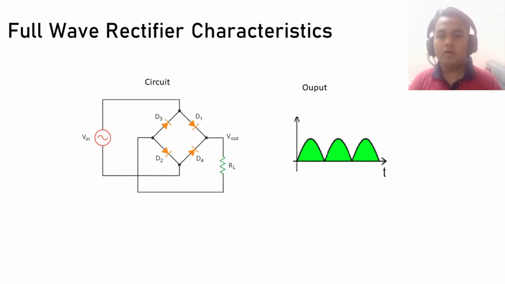The output waveform of a full-wave center-tap rectifier circuit is relatively smooth DC voltage, which means that the voltage remains constant and does not fluctuate as much as the output of a half-wave rectifier. The output voltage is affected by the input voltage amplitude, frequency, and the load resistance.